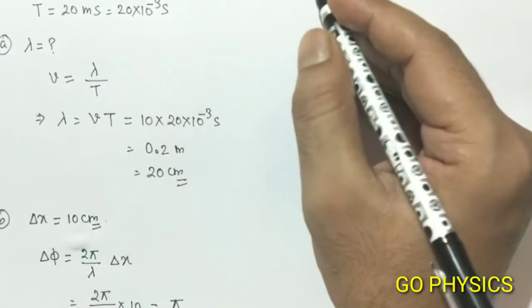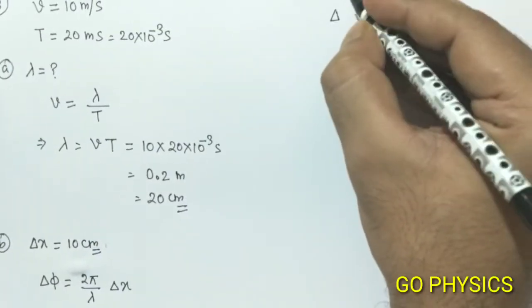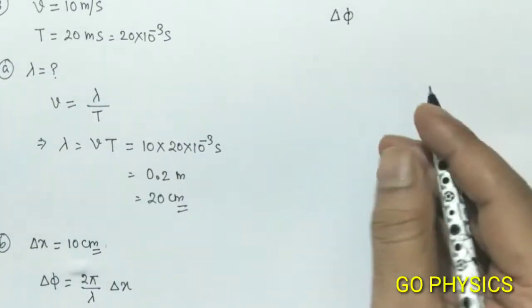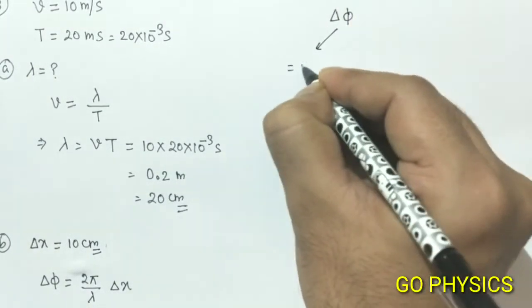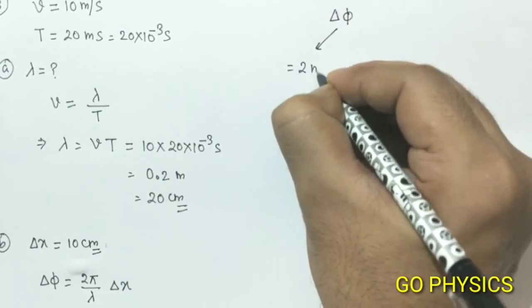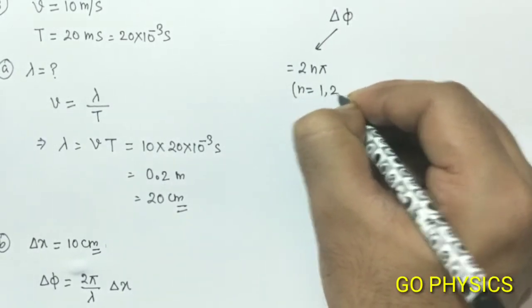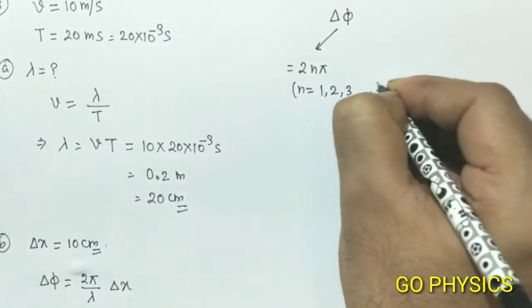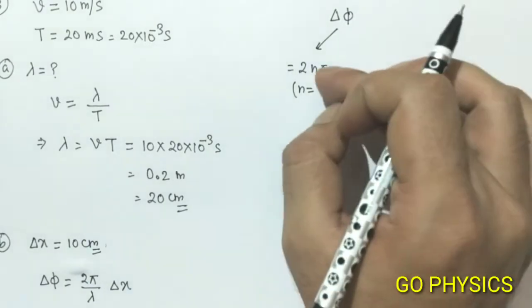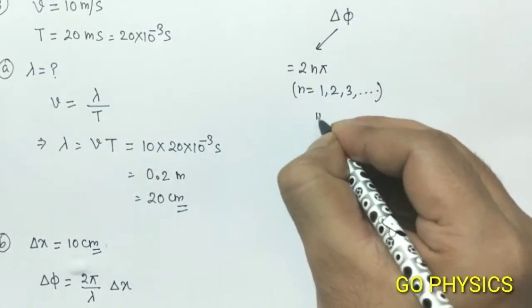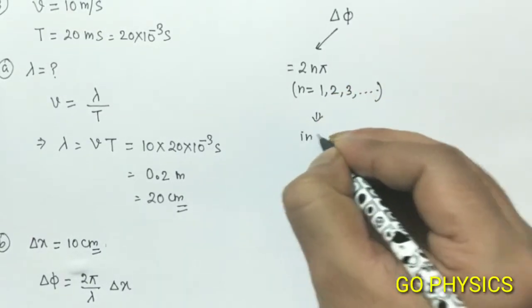Now from the concept of phase difference, as we know, the phase difference, that is delta phi, can take two types of values. One can have this form, equal to 2n pi, where n is a positive integer 1, 2, 3. If phase difference is equal to 2n pi, in this case we say that the particles of the medium are in phase.